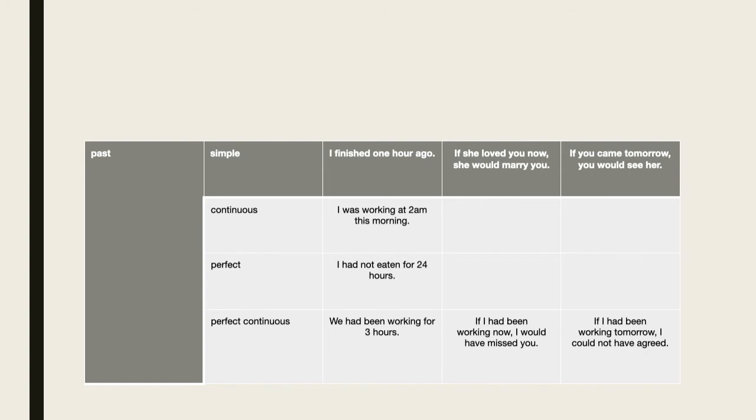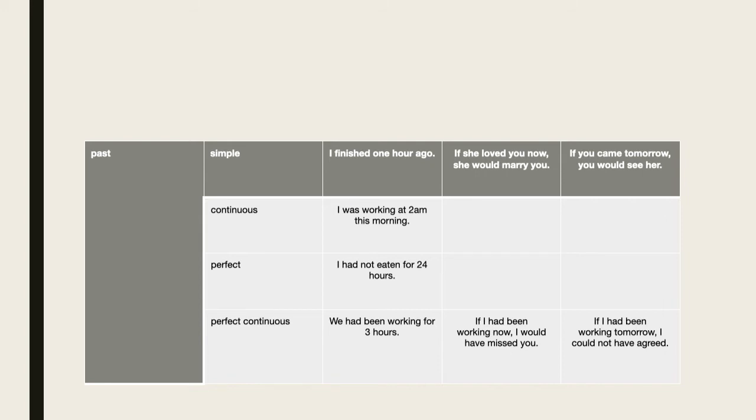Then comes the past tense. So past tense has first the past simple tense, in which if I say I finished 1 hour ago, then I'm talking about the past time. If I say if she loved you now, she would marry you, then I'm talking about the present time. And if I say if you came tomorrow, you would see her, so I'm talking about the future time.